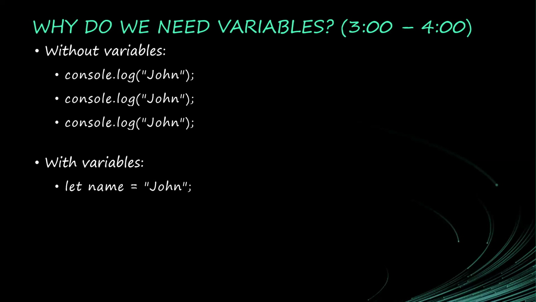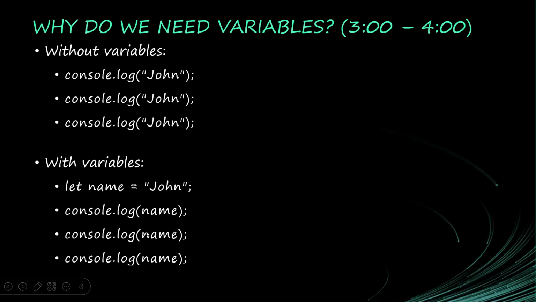Whenever I need it, I will collect it. So name is the memory location's address that we have renamed, or the boss label. But John is what is stored in the memory location. So now we can say console.log name. You understand? So name is a variable that we can reuse. This is a better approach than the former one.